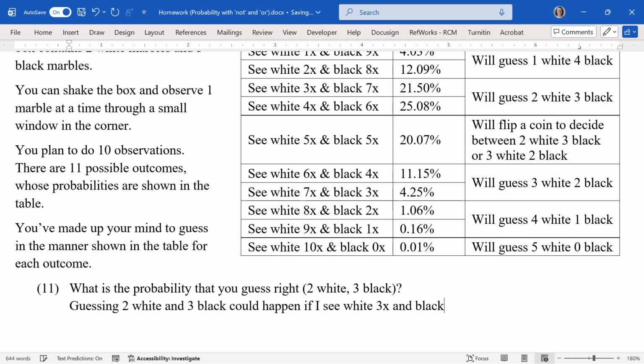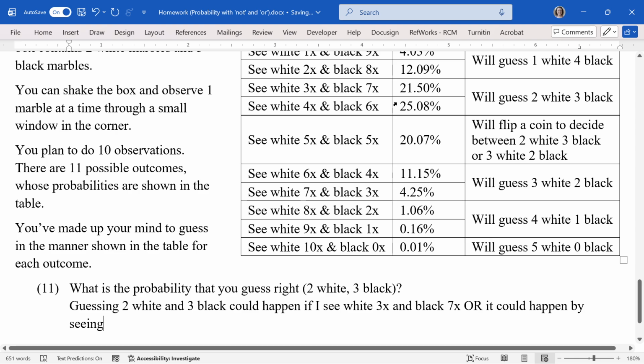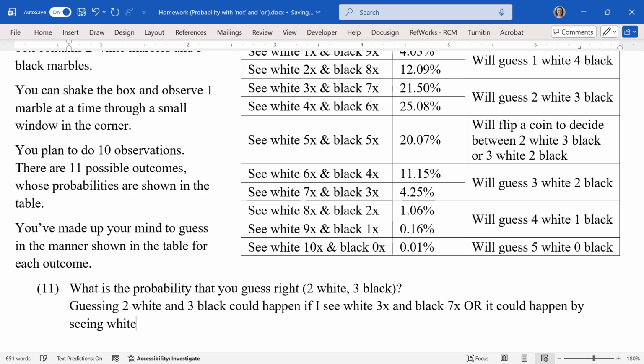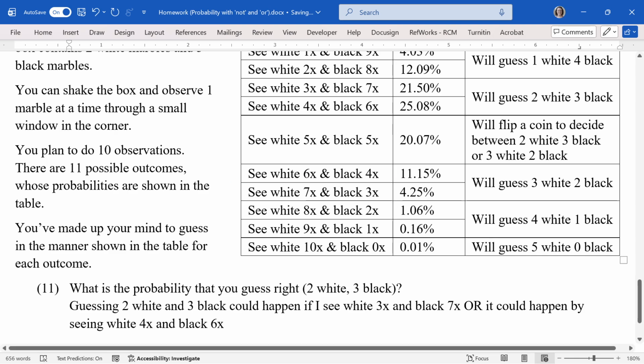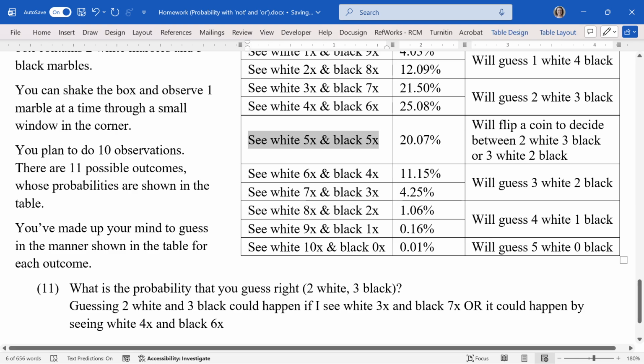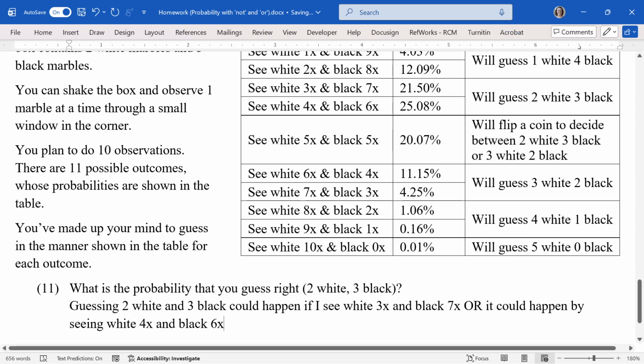And black, or sorry, 7 times. Or it could also happen by seeing white 4 times and black 6 times. And there's another way that it could happen. I could also guess 2 white and 3 black if I see 5 and 5 in the window, and then I flip that coin and it does land on whichever side I designate, heads or tails, to be for guessing 2 white and 3 black. So this one's a little trickier to figure out, but that's the third way this could happen.